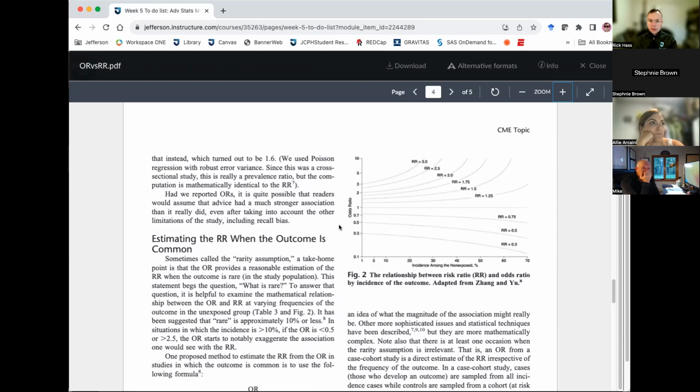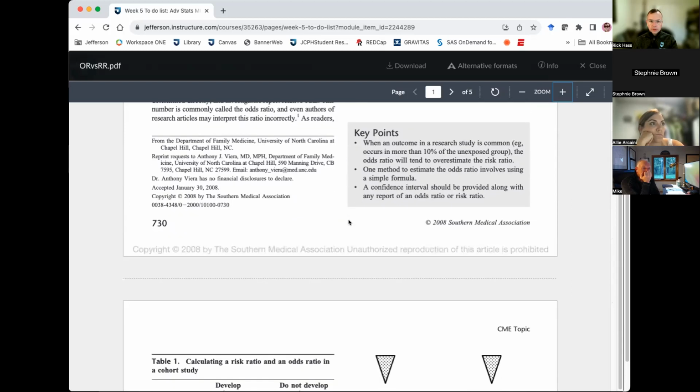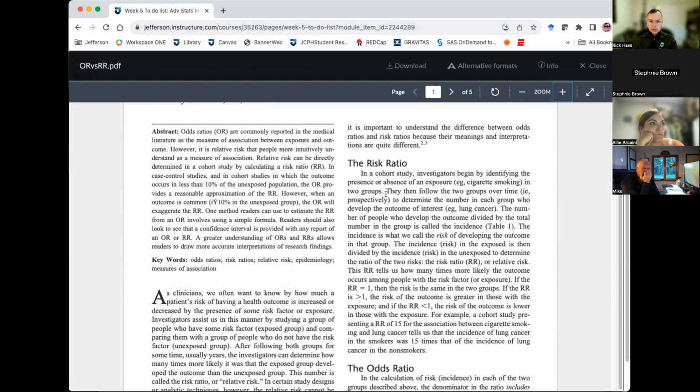There's case control studies, which are discussed in here, which cannot adequately measure risk, or you don't get an unbiased estimate of risk or risk ratio when you do a case control study. Only a cohort study can give you that.